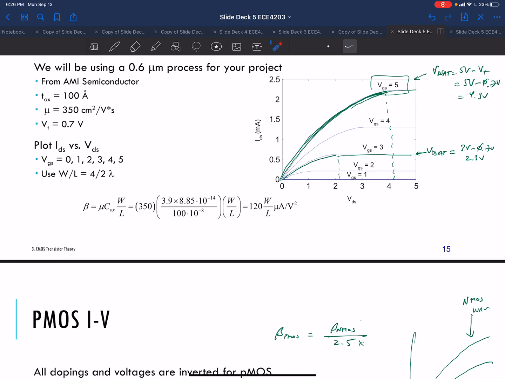Okay, so I'm going to stop here, and then I'll follow up with the capacitance. I think there's more I want to say about the capacitance, and I'll stop here for now.